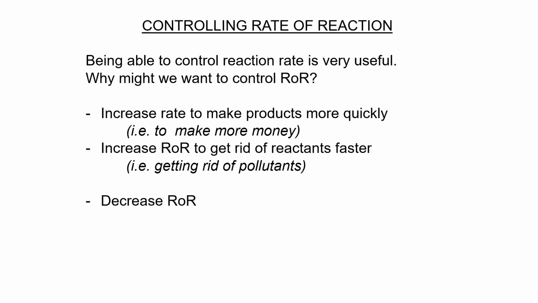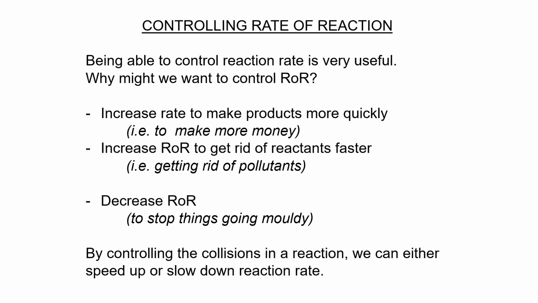Then we also may want to decrease rate of reaction. We might want to slow a reaction down. Can you think of any circumstances where we might want to do that? Well, we briefly talked about one earlier. We talked about strawberries going mouldy and milk going sour. So we often do want to decrease the rate of reaction to stop things going mouldy, and that's why we use fridges. We are going to be spending a lesson looking at temperature and how it controls rate of reaction, so that's something we are going to talk about in more detail.